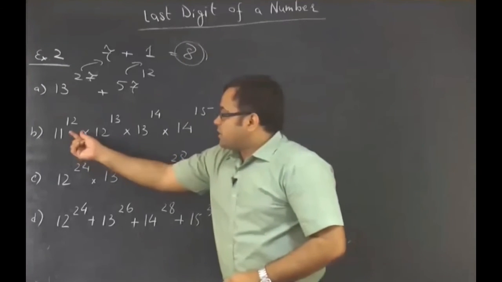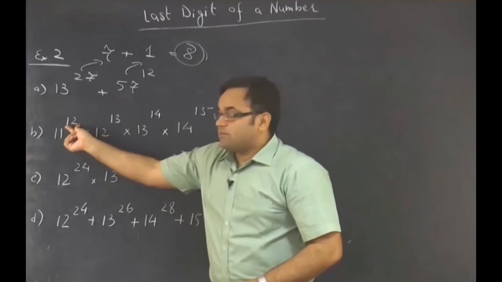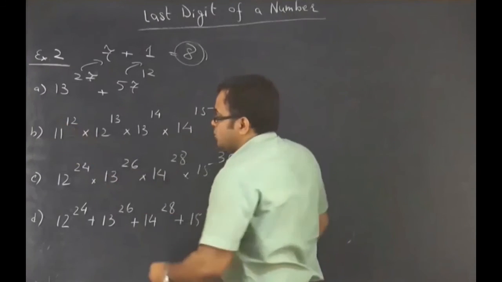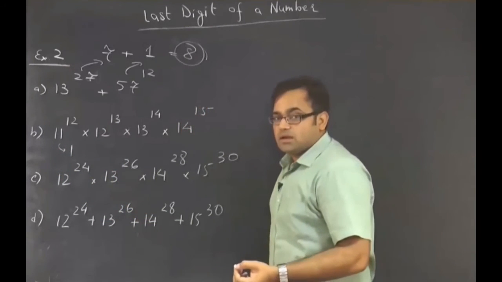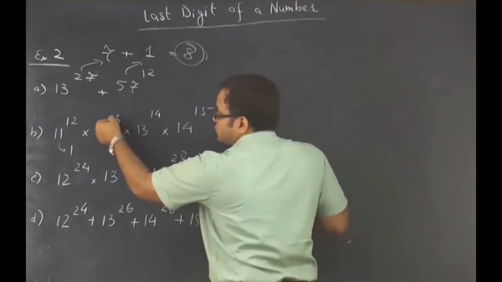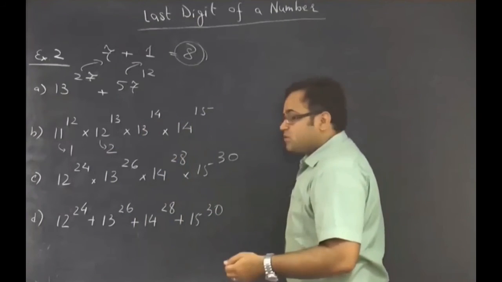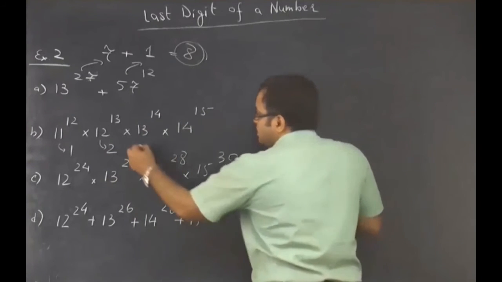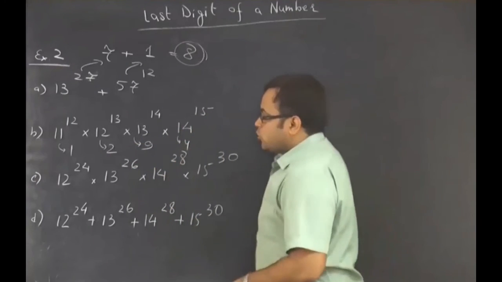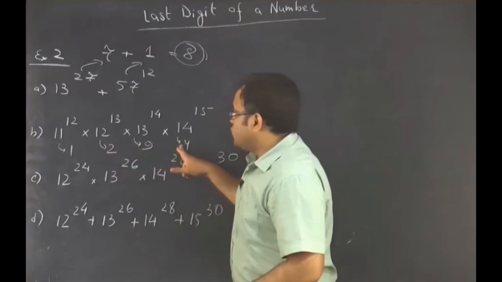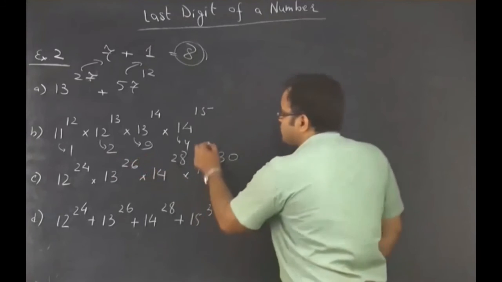Second one, 11 to the power 12, 12 to the power 13, 13 to the power 14, 14 to the power 15. Now 11 to the power 12 will be 1, so this will give me a 1. 12 to the power 13, 2 power cycle, there will be the division by 4, so 4 3 is 12, 1 gone, so this becomes 2. 13 to the power 14, again division by 4, 4 3 is 12, 3 3 is 9, so this becomes 9, and 4 odd power will be 4. So overall 1 into 2 into 9 into 4, so 4 2 is 8, 8 9 is 72, so this will be equal to 2.